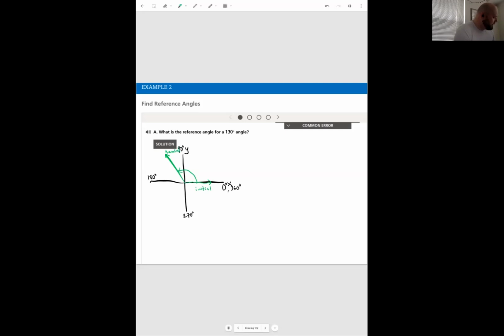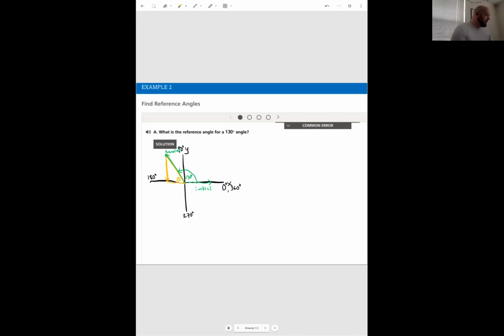And so 130 degrees is our angle theta in here. And we want to figure out the reference angle. So again, to draw the reference angle, you're just going to take a line and draw straight down to your x-axis. And now you've created this triangle right here. And your reference angle is this angle theta that's in here.